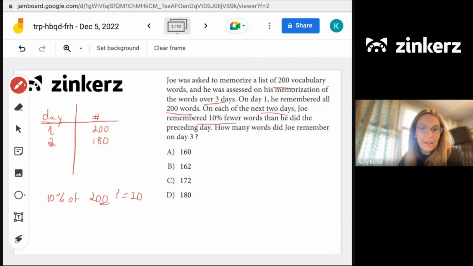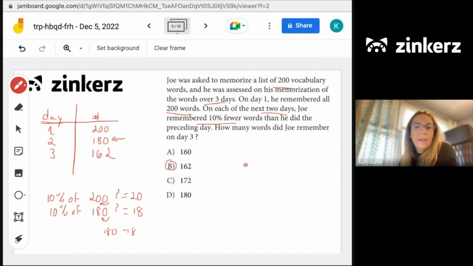On day 3, it's still going to be 10% fewer, but now you have a different base. Now you're finding 10% of 180. And again, if you use the nice shortcut, you move the decimal over and it's 18. So to figure out how many there are on day 3, do 180 minus 18, and it's 162.